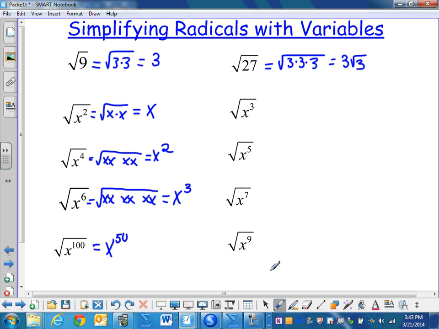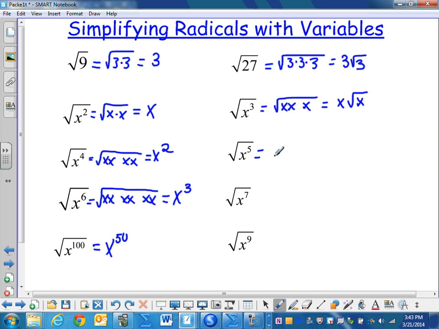And we're going to do the same thing with the variable. So here we have the square root of x to the 3, which when it's expanded is x times x times x. So we have one pair outside and we leave one inside. So the square root of x to the 3 is x times the square root of x.